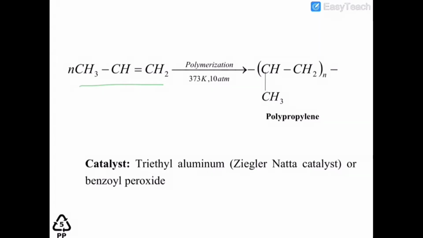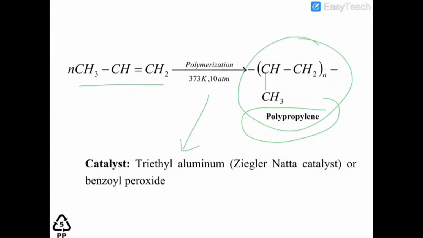n number of propene molecules undergo polymerization at 373 Kelvin and 10 atm. The catalyst used is Ziegler-Natta catalyst or benzoyl peroxide to give polypropene. This is the structure of polypropene.